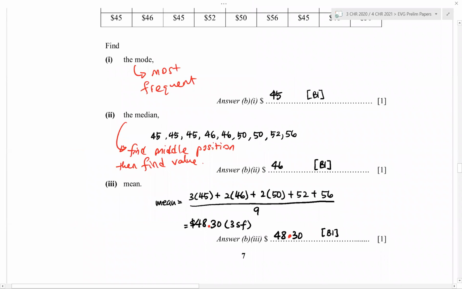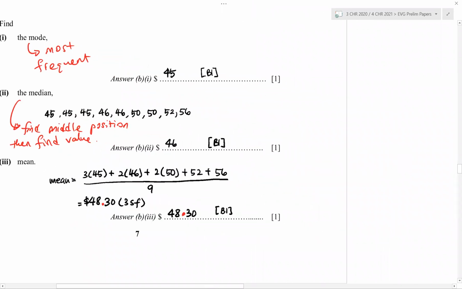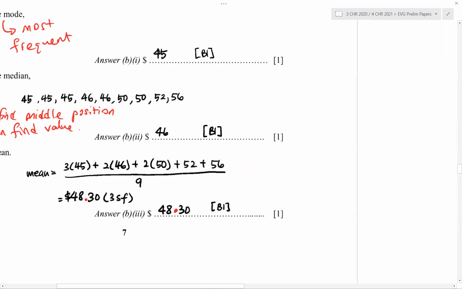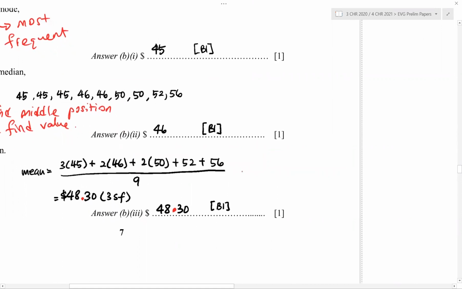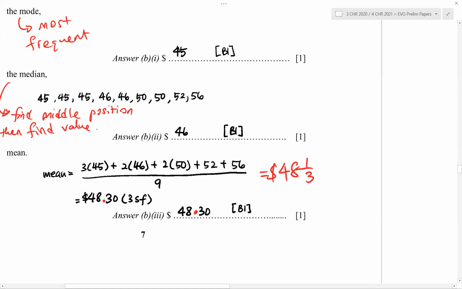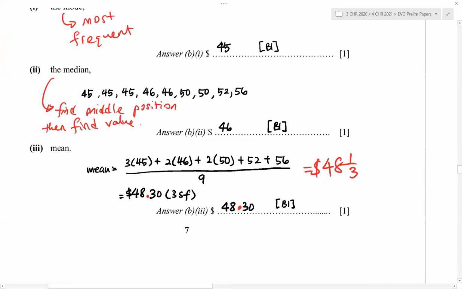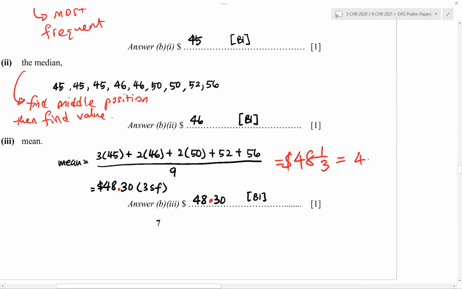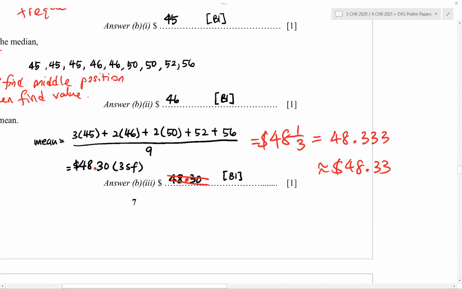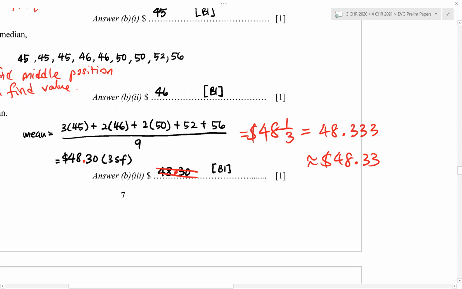Okay, is there an exact value? $48 and 1/3, but we have to put it in 2 decimal places, right? Correct. That's why we only put 2 dp, 0.33 only.